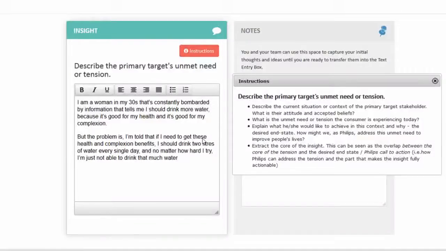Now we move on to the tension. But the problem is, I'm told that if I need to get these health and complexion benefits, I should drink 2 litres of water every single day. And no matter how hard I try, I'm just not able to drink that much water.